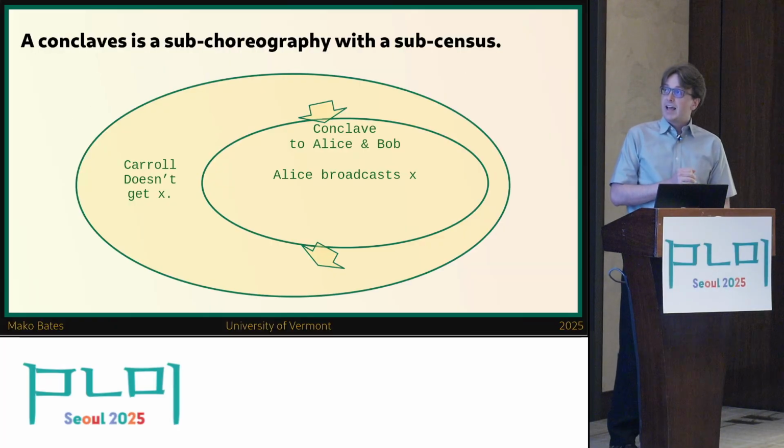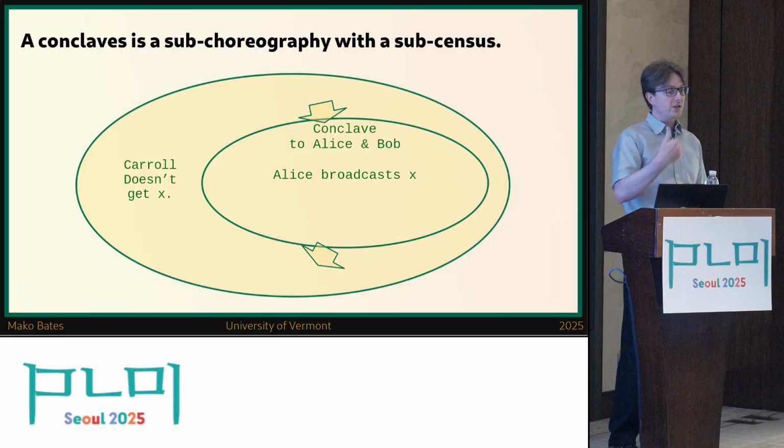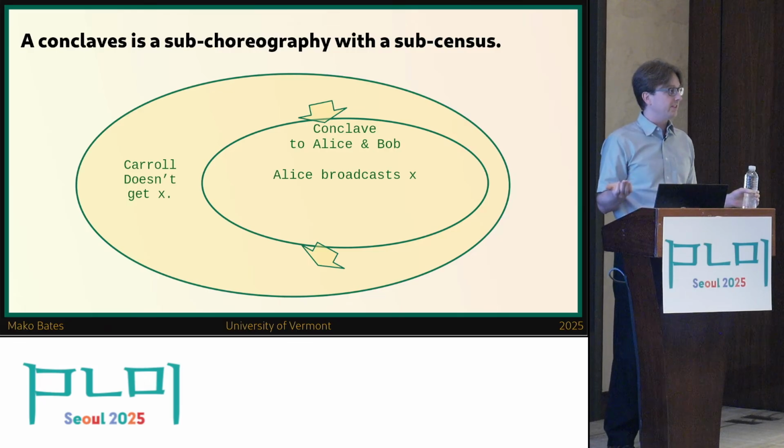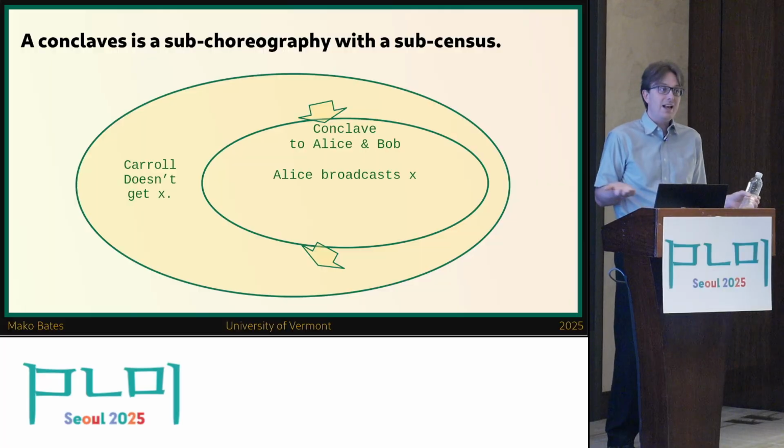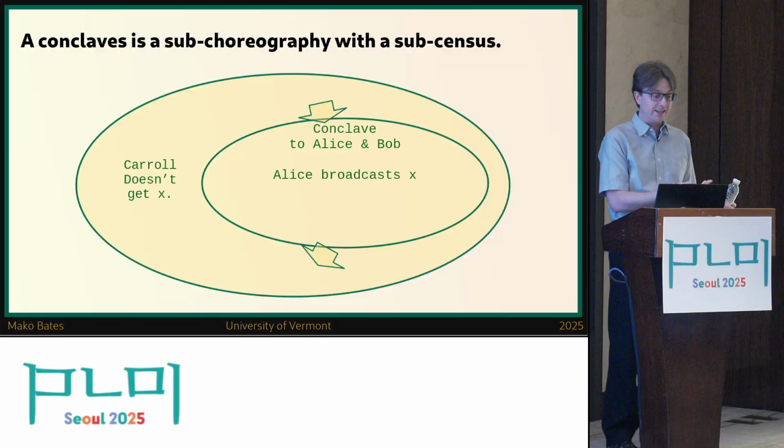Here's what effect that has on a broadcast situation. We go into the conclave with Alice and Bob, so the census is now just Alice and Bob. When Alice broadcasts X, well, actually, she's just sending it to Bob. Carol's not inside the conclave, she doesn't get it.